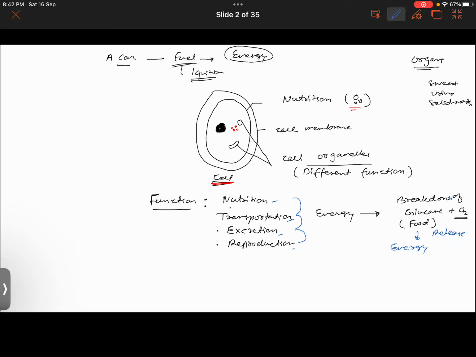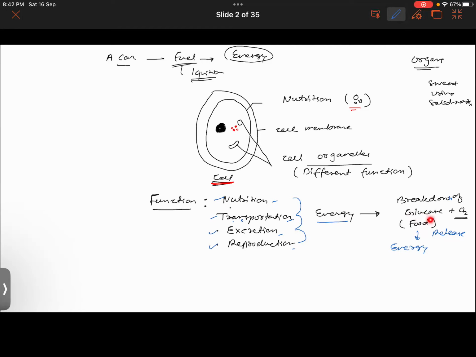So guys, we talked about respiration, and our cells have got different functions to perform. Our cells also obtain nutrition, and they also have to do the work of transportation, excretion, and reproduction. For all these purposes, our cells require energy, and that energy is provided by the breakdown of glucose, right?